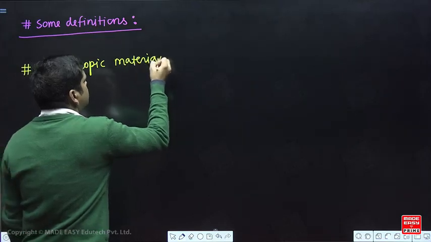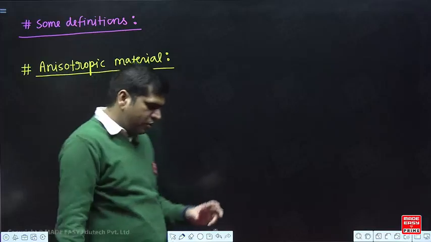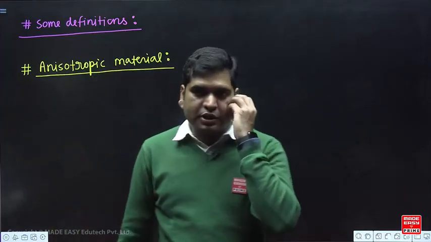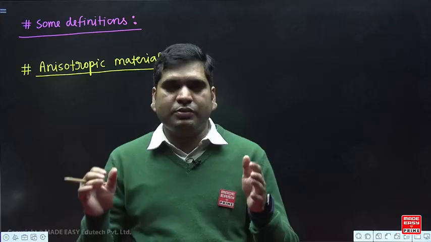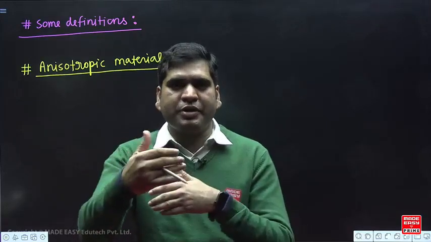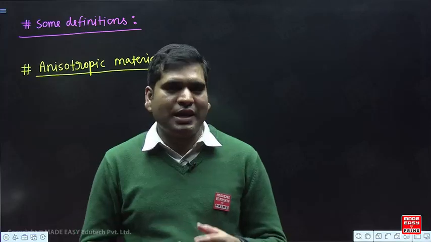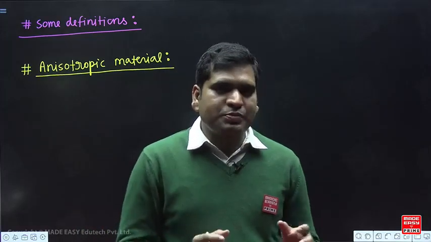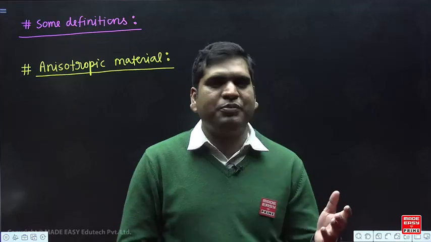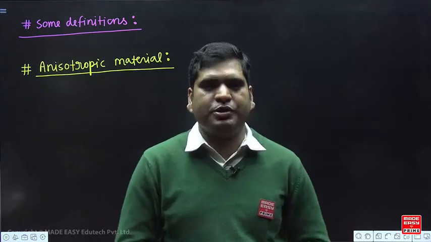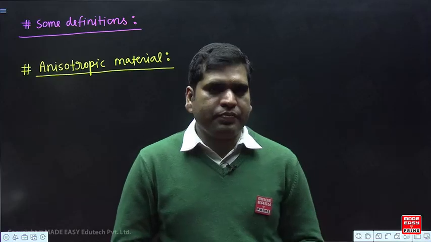These are the materials which exhibit different property in different direction. Suppose you want to measure electrical conductivity and you measure in this direction, you get X value. Now you change the direction of measurement, and if the value of conductivity changes, it means the material is anisotropic material. So these materials will exhibit direction dependent properties. They have different property in different direction. So such materials will be anisotropic.